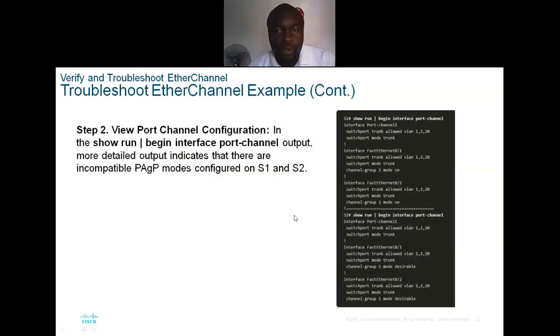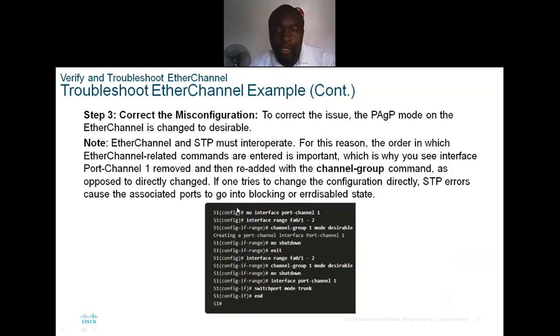So if you view port channel in the configuration, this is what we are going to see. If I say show run and then begin interface port channel, it's going to tell me this is channel 1, and I can allow these VLANs, and it's a trunk. These are the FastEthernet ports that are tied to channel 1. So you can correct misconfigurations by using the no interface port channel command. It takes away that particular port channel, and then you begin your configurations as you wish.